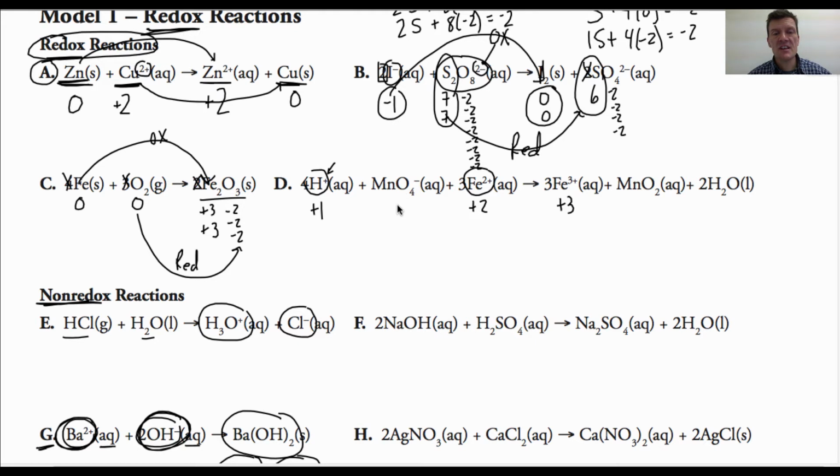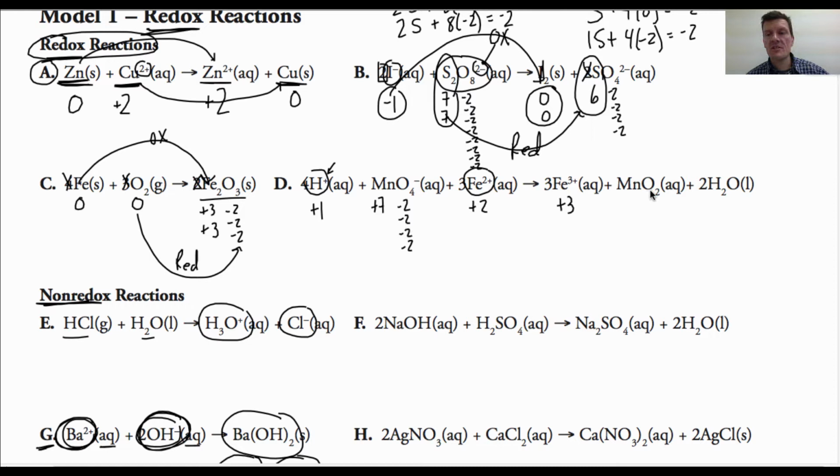Each oxygen here is a -2. 1, 2, 3, 4 of them. That's -8. And with the manganese, I have to add the manganese there, whatever its oxidation number is, and get a -1. So this must be a +7.